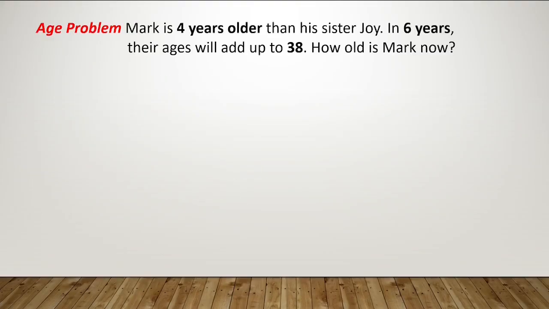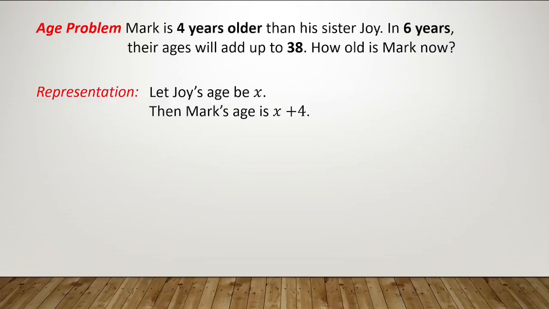Age problem. Mark is 4 years older than his sister Joy. In 6 years, their ages will add up to 38. How old is Mark now? So Mark's age is compared to his sister's age. But what is the age of his sister? Okay, let Joy's age be x. And then since Mark is 4 years older, Mark is x plus 4.